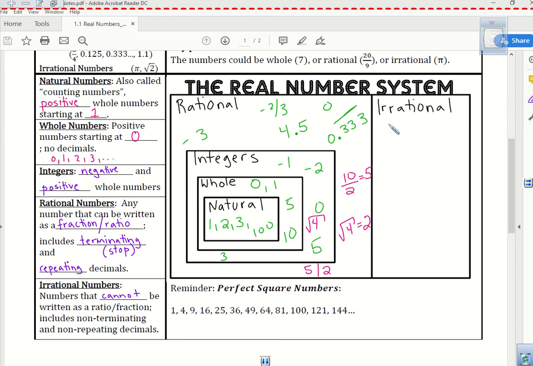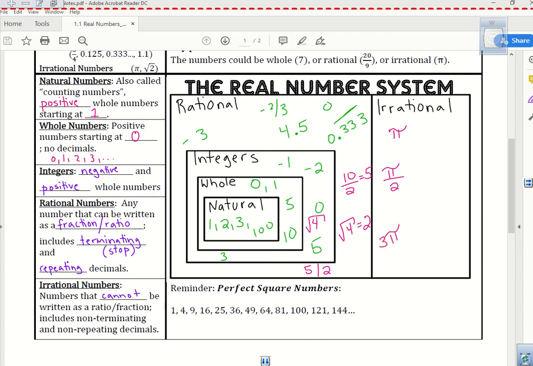Irrational numbers. So a popular irrational number is pi, right? That's 3.14159 and so forth. That goes on and on forever without stopping or without repeating. Okay. So anytime you see pi, I would say that is an irrational number. So it can be represented like pi over 2 is irrational, okay? Or 3 times pi is irrational.